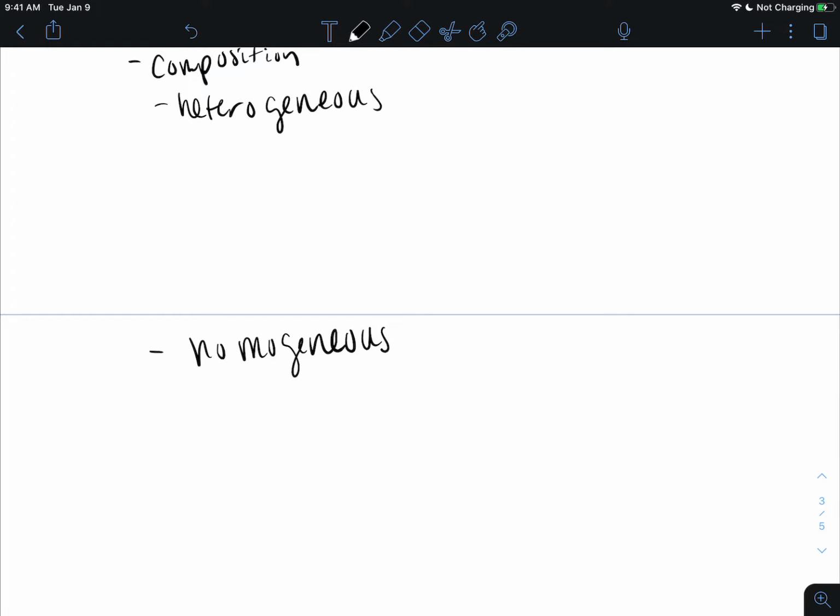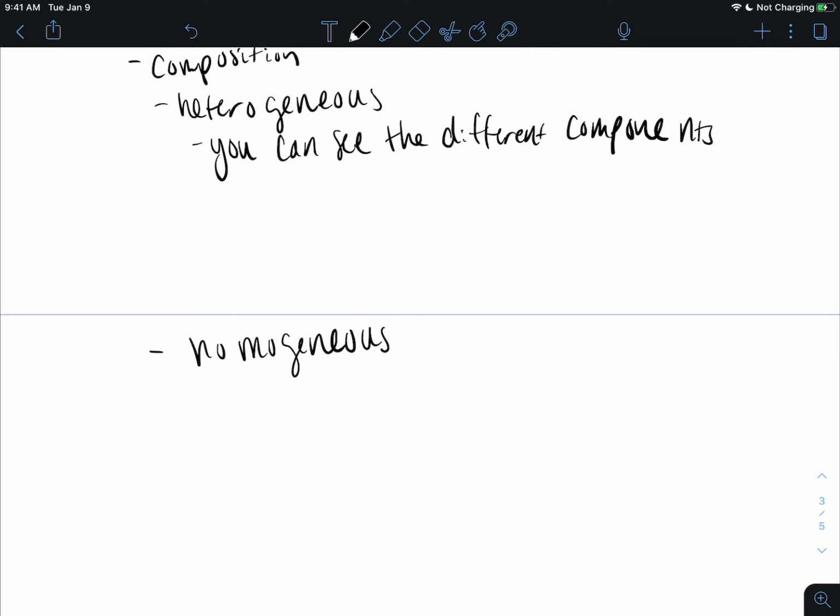With a heterogeneous mixture, we're going to have a mixture where you can see the different components with the unaided eye. As in, you don't need to use a microscope or anything like that. You can actually see the different components. You can actually be like, okay, here's one component, here's another one.